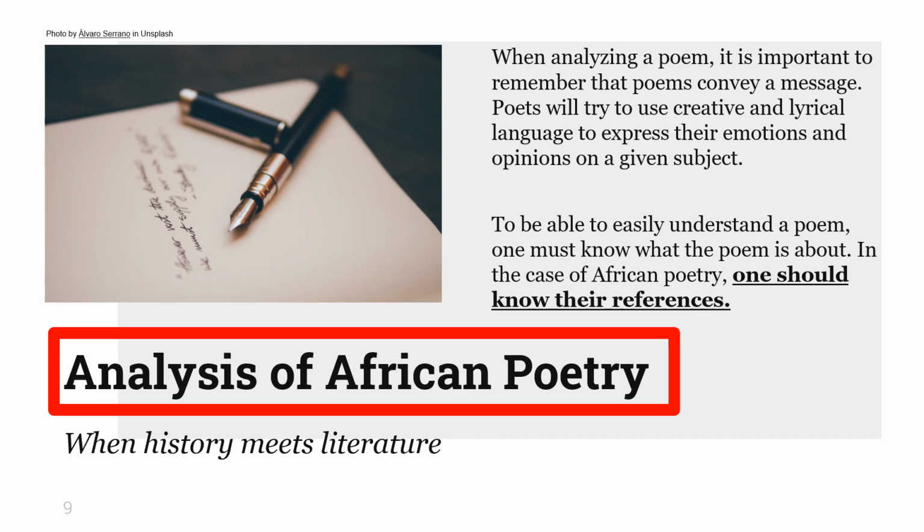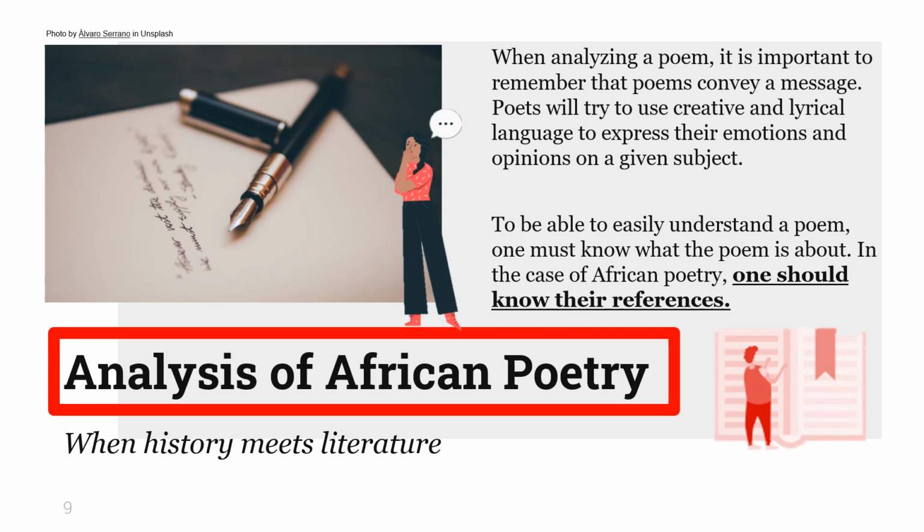When analyzing a poem, it is important to remember that poems convey a message. Poets will try to use creative and lyrical language to express their emotions and opinions on a given subject. To be able to easily understand a poem, one must know what the poem is about. In the case of African poetry, one should know their references.